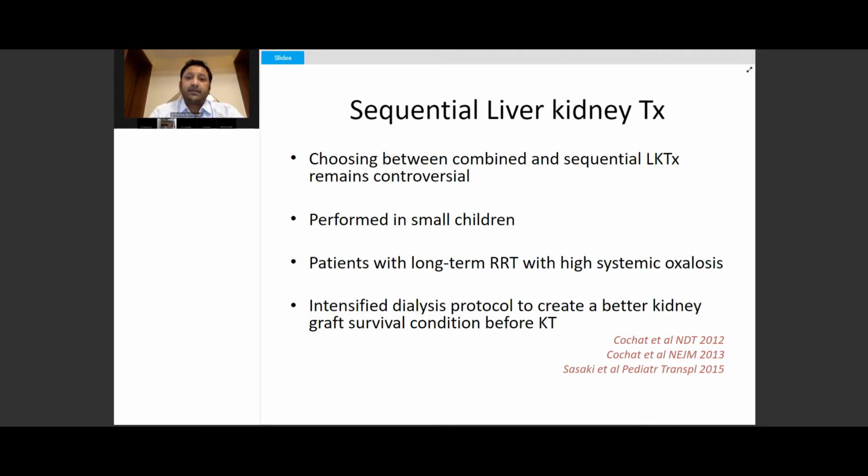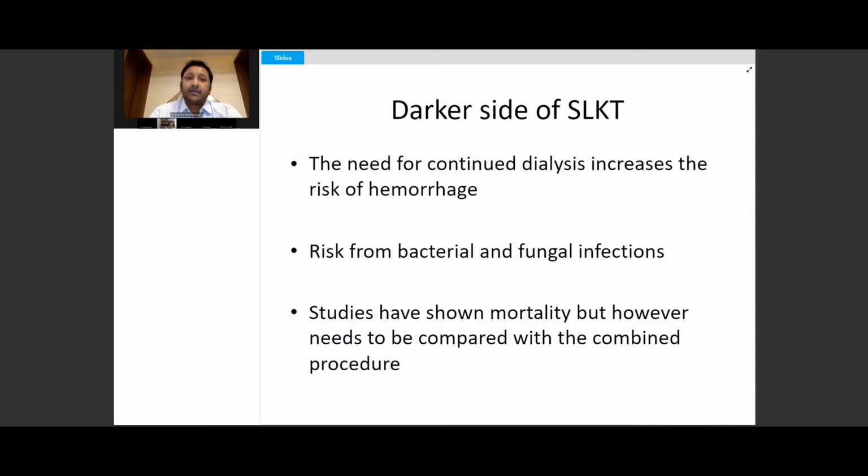liver kidney transplant. And the darker side of a sequential liver kidney transplant is the need for continued dialysis increases the risk of hemorrhage. And bleeding has been reported in many cases in sequential liver kidney transplant. And the risk from sepsis, that is bacterial and fungal infection, mortality has been reported. But however, this mortality should be compared with a combined procedure.